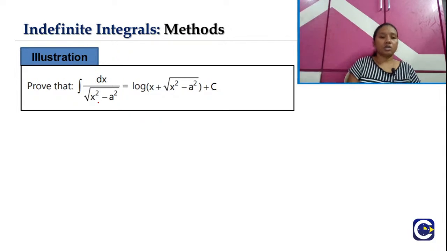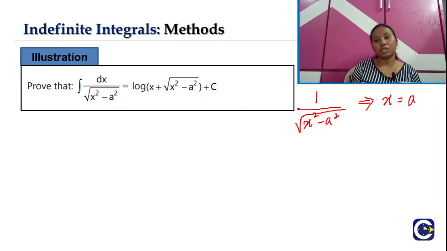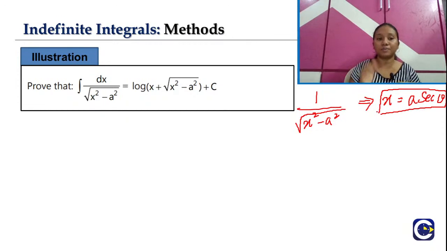So here, what is our given function? This is 1 by under root of x square minus a square. As this is in the denominator, what will be our corresponding substitution? My corresponding substitution in place of x here will be a secant theta. So I have already given the substitution here. Now it's up to you. You have to simplify it. After substituting it, how we'll be solving it, that's also very, very important here.